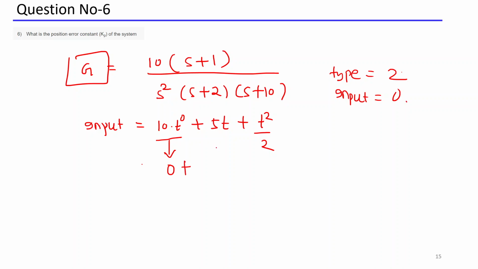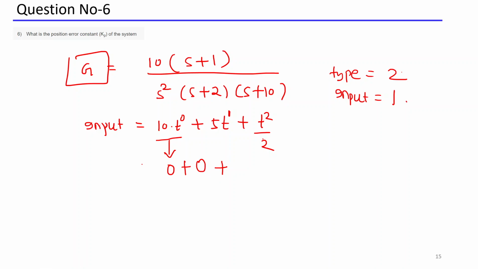Next plus, for the second input, what is the type? Type is always 2, and here the input changes to 1. Then the type is again greater than the input. So for 5t the answer will be 0, because here it is t to the power 1 and the type is 2. So the steady state error is 0, right? Type is greater than input.